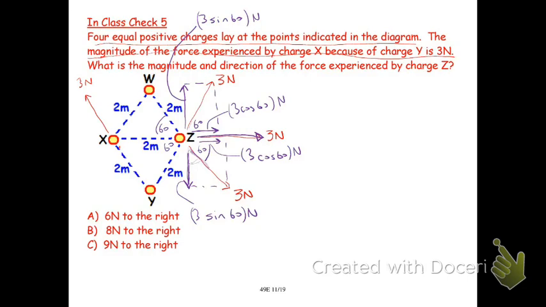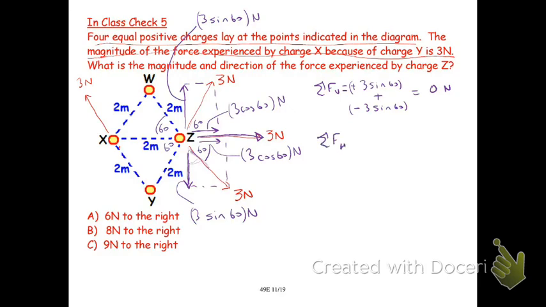I say, okay, the sum of the forces vertically is equal to plus 3 sine 60, because it's pointing upwards, added to minus 3 sine 60, because it's pointing downwards, which equals 0 newtons. So those guys just cancel out, yeah? No vertical part to this, agreed?